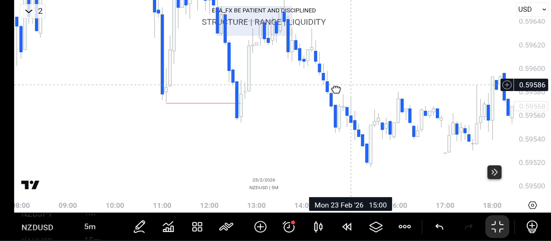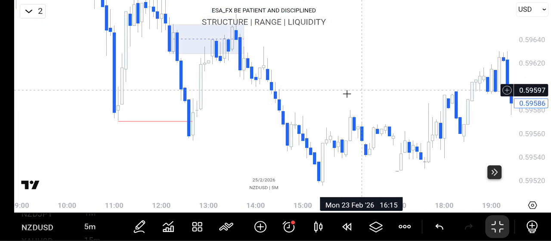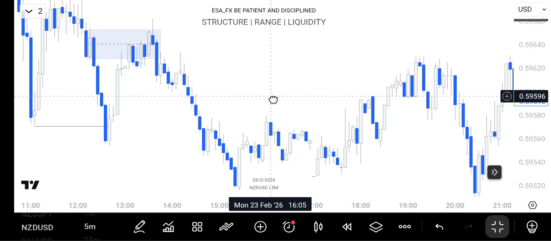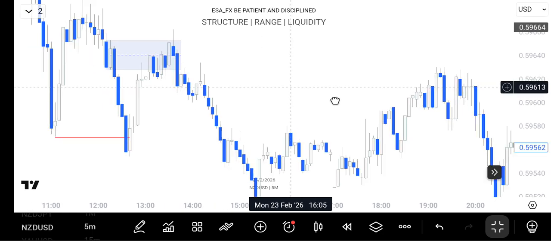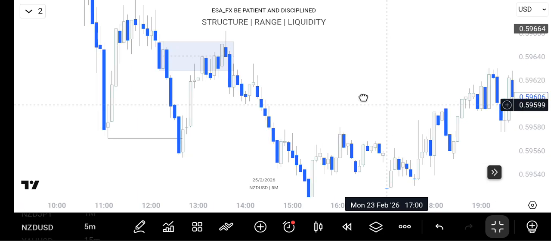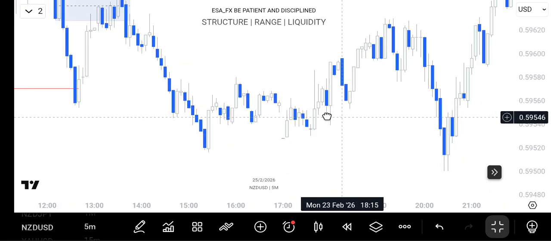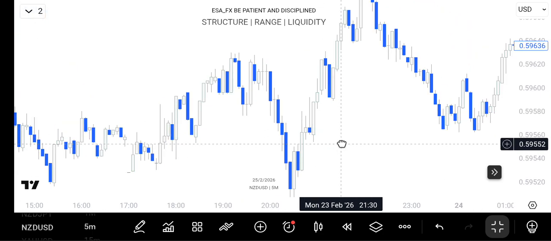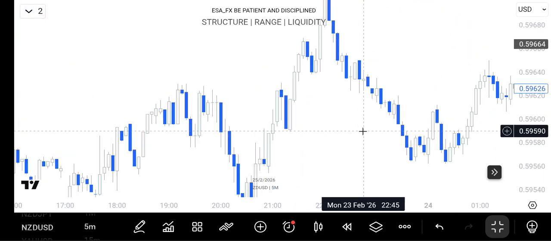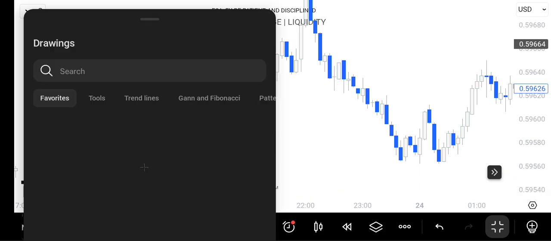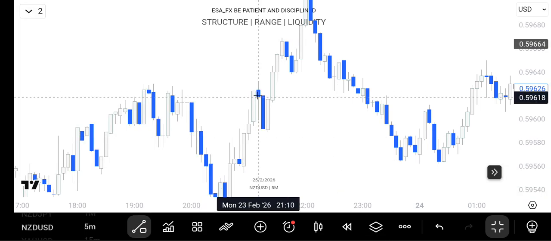Which other one do we have? Let's go. Order block. Remember, it's going to be a break of structure and then an aggressive move. So you could mark this as an order block by definition.